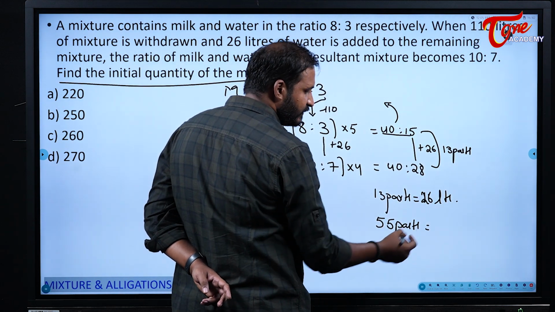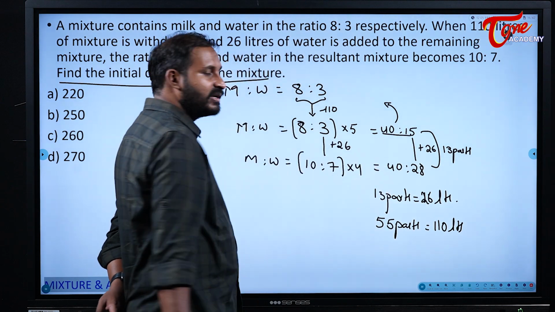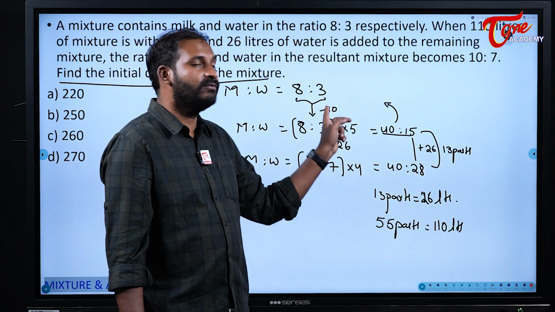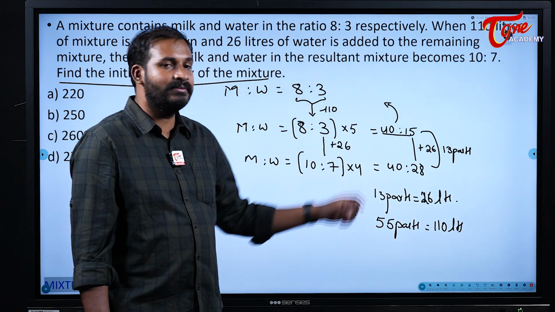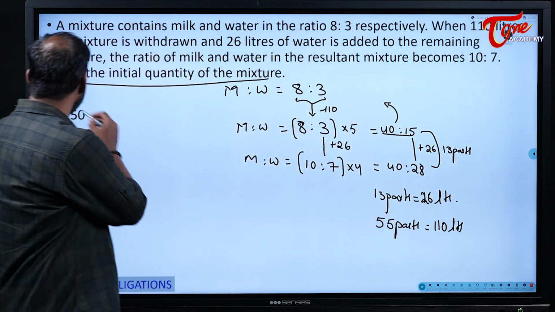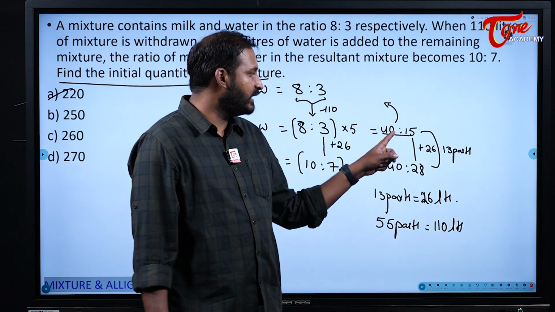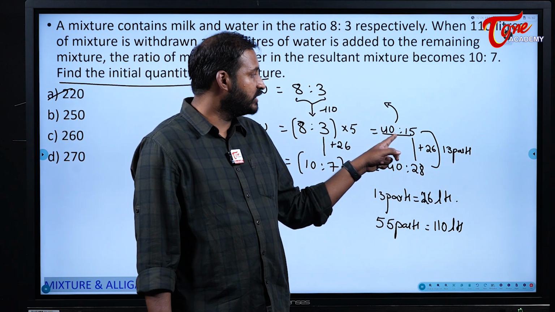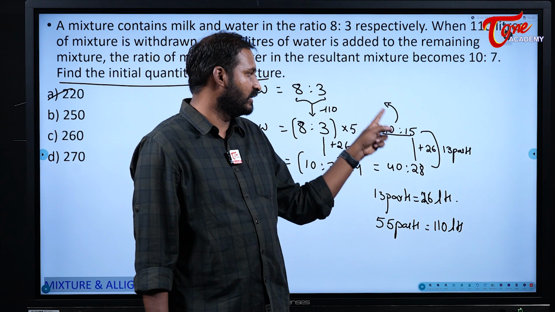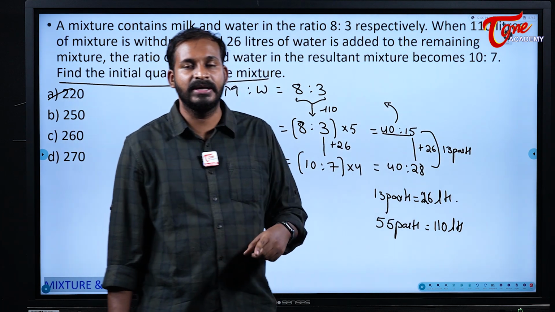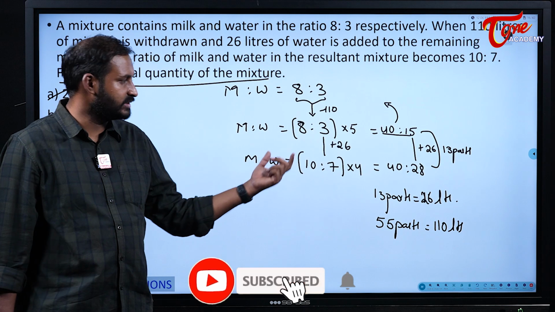40 plus 15 is 55, so 110 liters. But is this the initial quantity? No. After drawing out 110 liters, it became 40 is to 15. So the initial quantity will be 110 plus 110, which becomes 220 liters. This 110 liters was calculated by taking out 110 liters from the actual quantity. So overall, it is 220 liters. Understood?